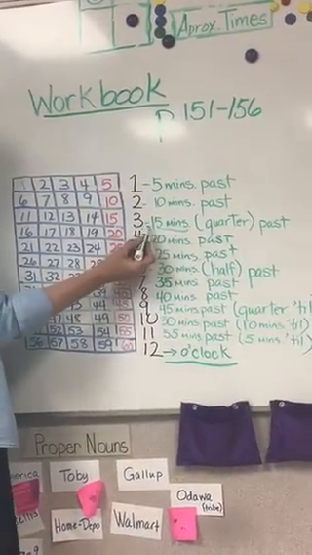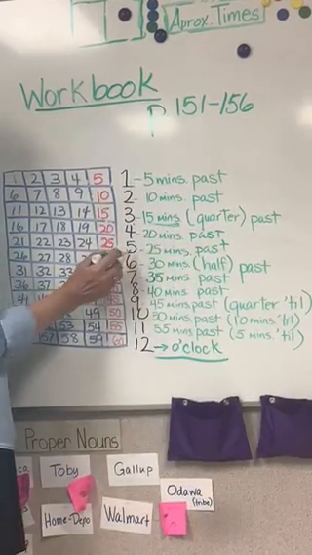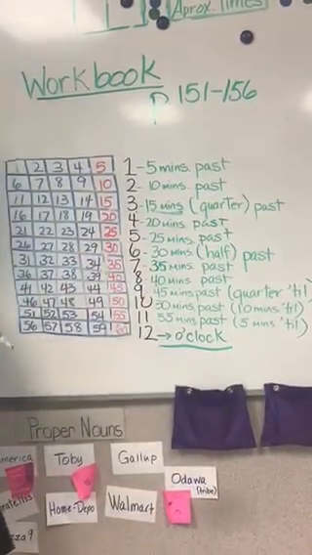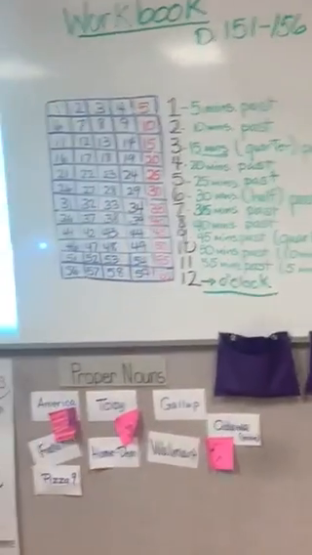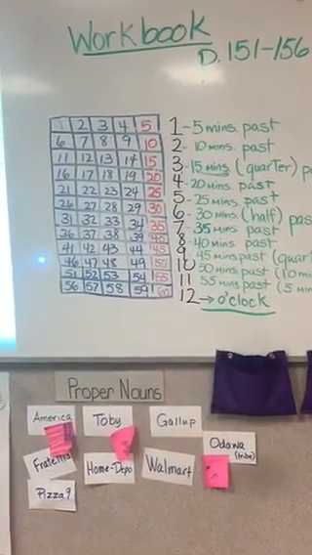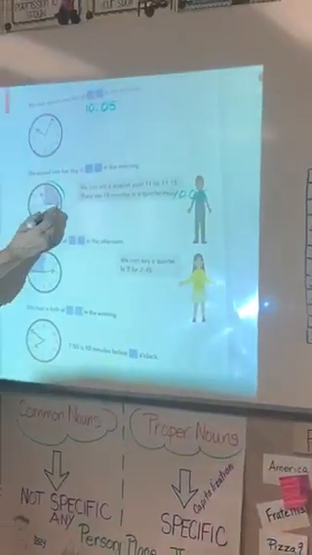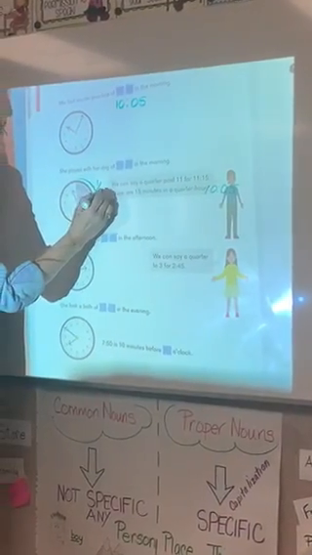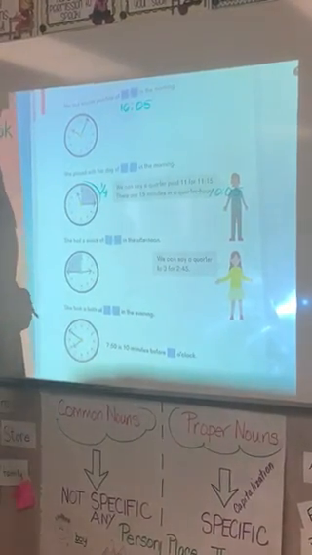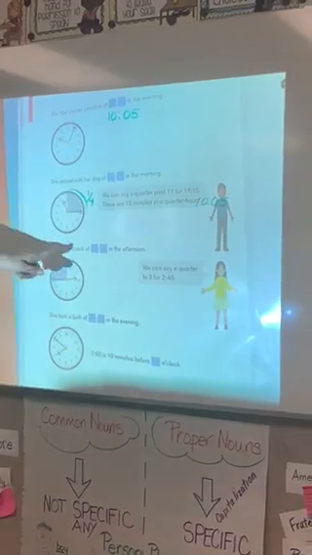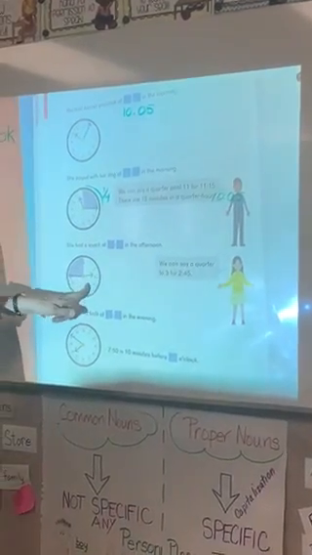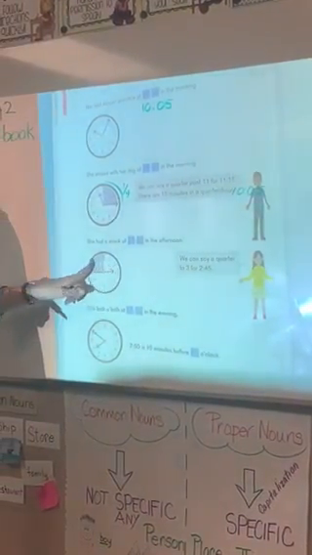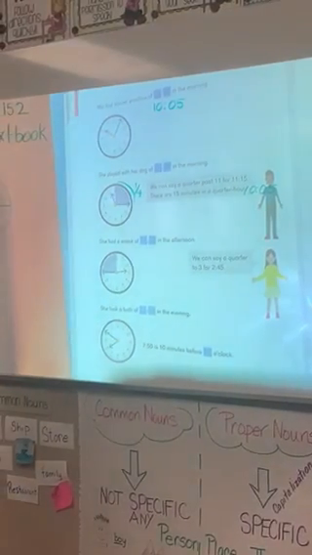Let's look over here. It's on the 3. 15 minutes. 11:15 or a quarter past. There are 15 minutes in a quarter hour. 1/4. Okay? She had a snack at what time? What time do we say that is?